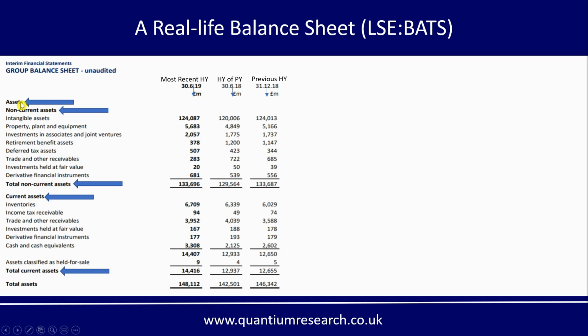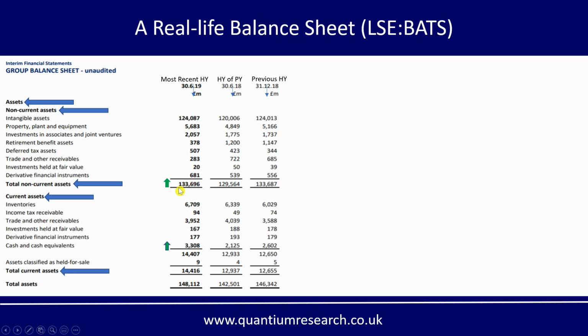But we've also highlighted some of the terms we discussed earlier. Assets are divided into non-current assets and current assets. We have total figures shown accordingly. And we have a couple of annotations that we could probably go through quickly. Remember, this is the most recent half-yearly report for the balance sheet for British American Tobacco, ticker symbol LSE: BATS.